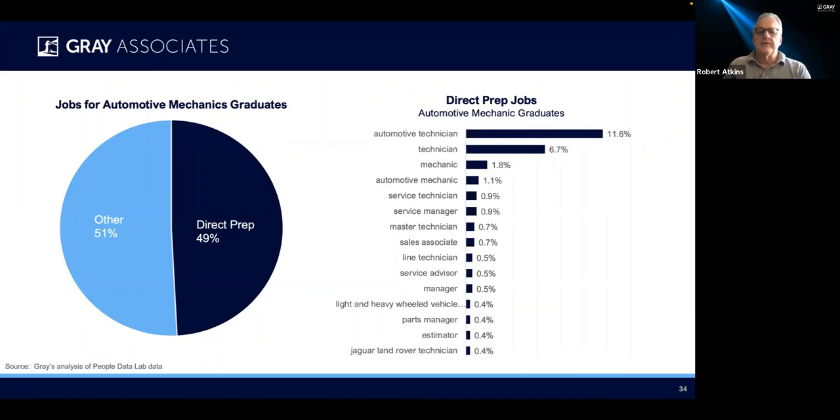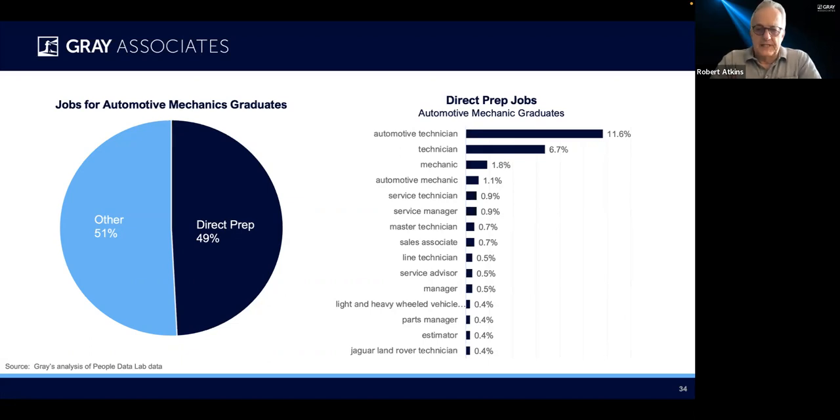We looked at 151 graduates of automotive training programs. This is from a database that we acquired of some 70 million people. And it too contains what their majors were and what their jobs have been. So it actually tracks over a number of different time periods. Within that, what we found for auto techs is 49% of auto techs are currently working in direct prep fields. So the majority are actually not doing auto tech work.